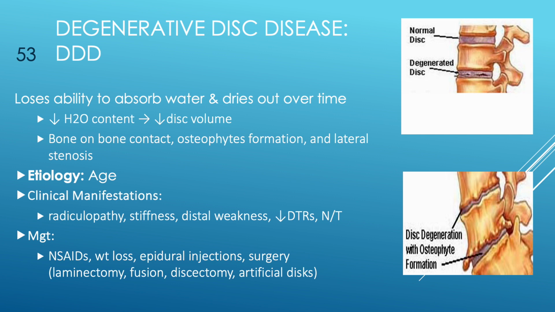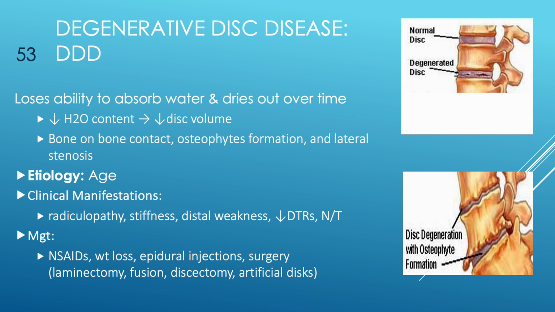Clinical manifestations include radiculopathy, pain, numbness, tingling, or weakness along the path of the nerve root, often due to compression or irritation; stiffness in the affected area of the spine; distal weakness of the muscles further away from the spine, often due to nerve compression; decreased deep tendon reflexes due to nerve involvement; numbness and tingling sensations in areas supplied by affected nerves.